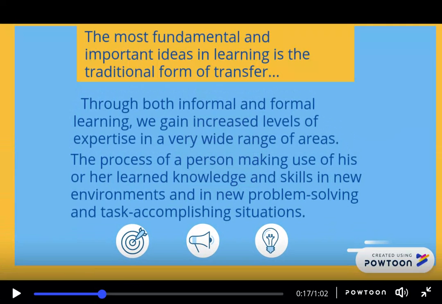One of the most fundamental and important ideas in learning is the traditional form of transfer. This traditional form of transfer is the process of making use of learned knowledge and skills in a new environment and in new problem-solving and task-accomplishing situations, while gaining new knowledge and expertise.